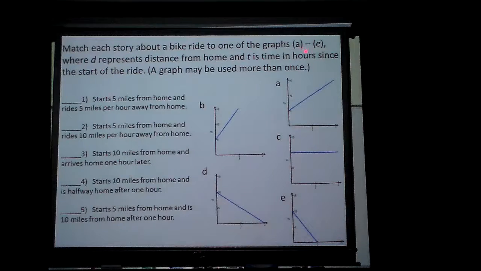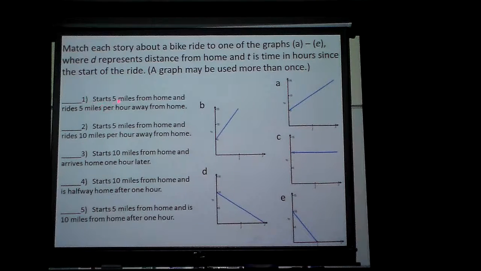Here's the story. It's going to match up with one of these graphs over here where D is the distance from home and T is the time in hours. And you'll notice that time is the independent variable. It's on the bottom of all of these, and the distance goes up here. So let's look at our first story right here.